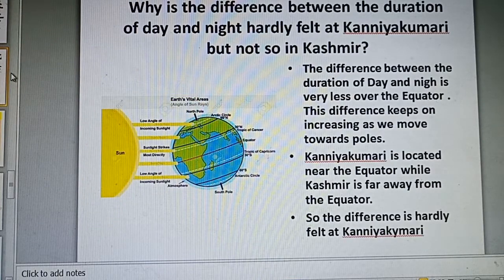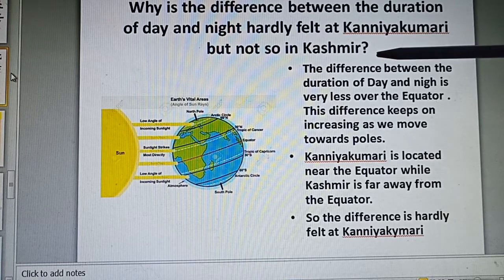Our next topic, why is the difference between the duration of day and night hardly felt at Kanyakumari but not so in Kashmir?